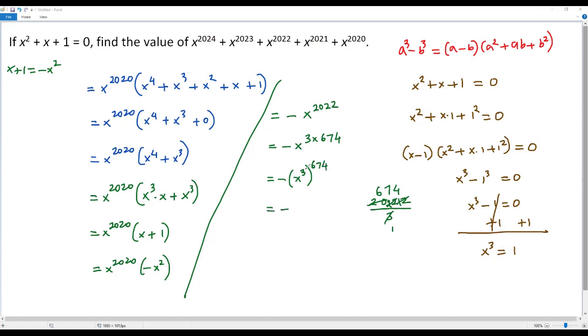Now, already we know the value of this one, x to the third power, that is 1. We can plug in 1 for this x cubed, then we get 1 to the power of 674. Here, 1 raised to the power of anything is still 1. So the value of this one is 1. Here I got the value of this expression. Its value is negative 1.